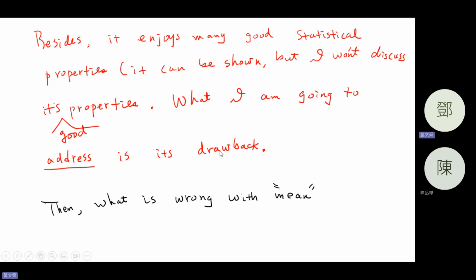So what's wrong with the mean? Let's go back to the example, using Microsoft Excel.